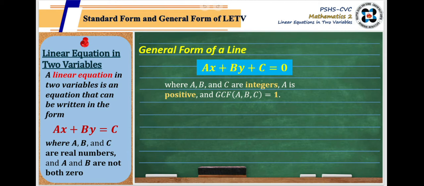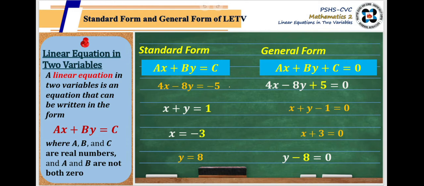The only difference is that in the standard form of a line, the x and y variables are found on the left side and the constant is found on the right side of the equation. But if we're going to write the equation in its general form, then we should just group all terms on one side of the equation, and then on the right side of the equation, we should find 0. Okay, so we have the equation ax plus by plus c is equal to 0.